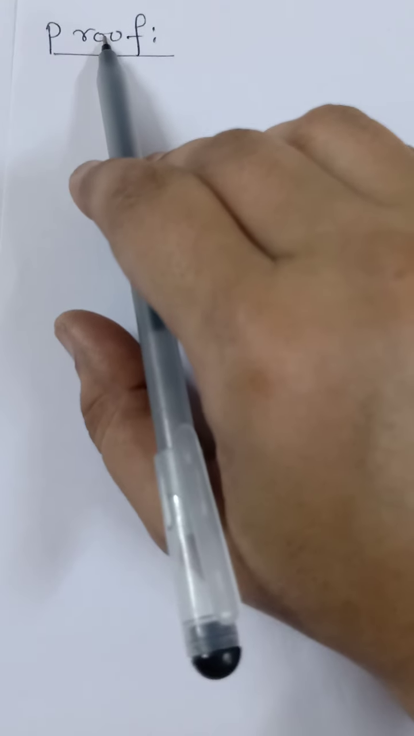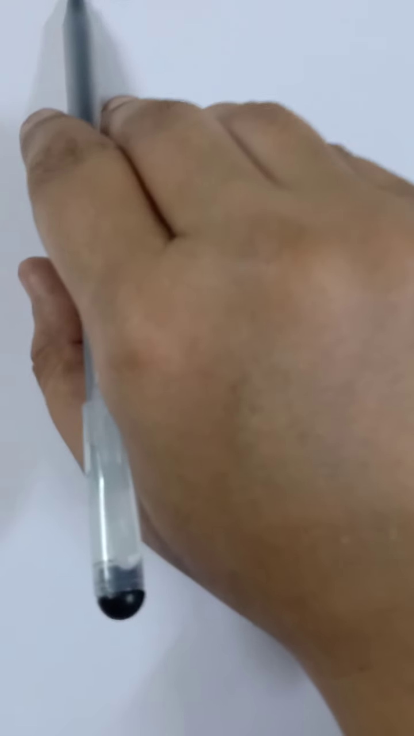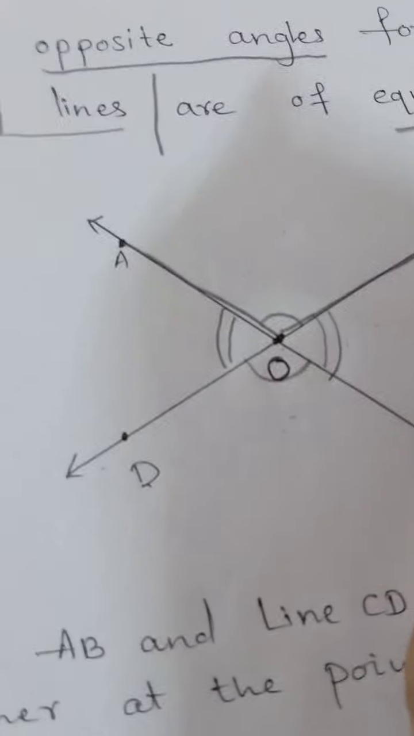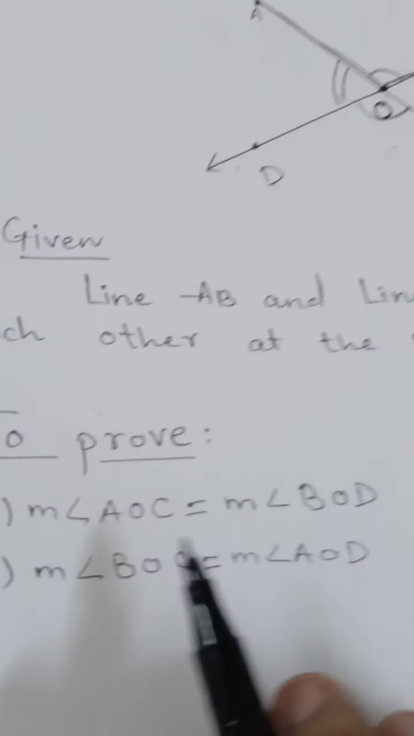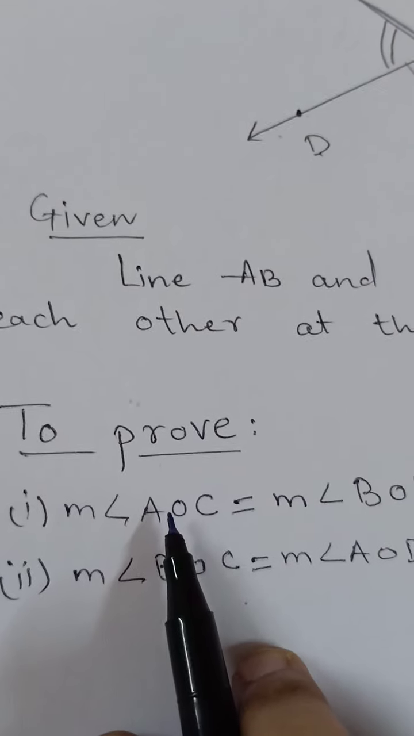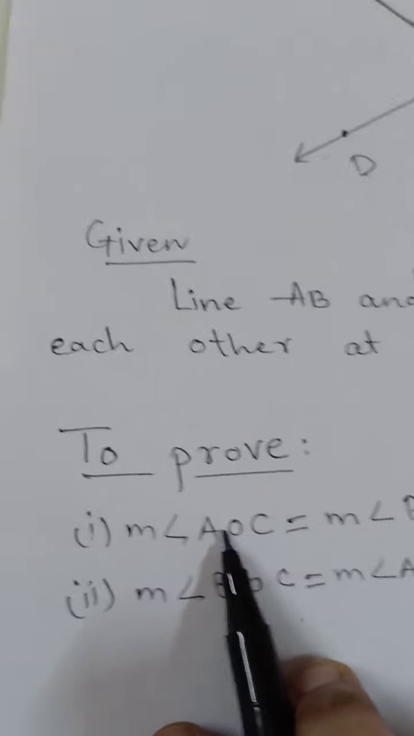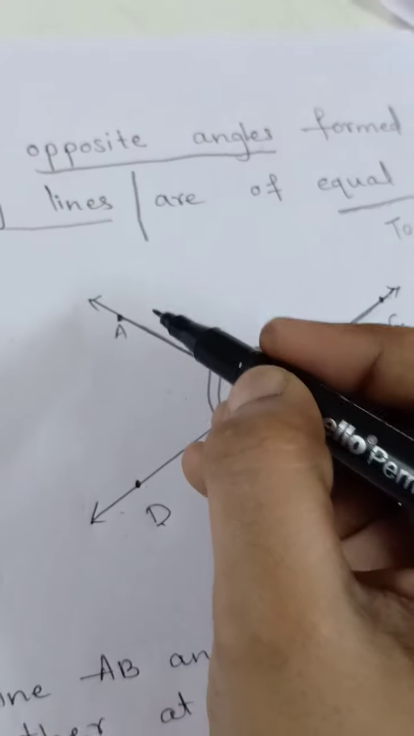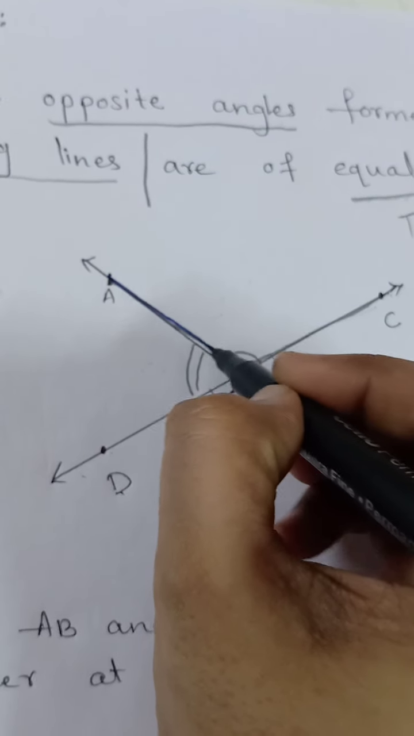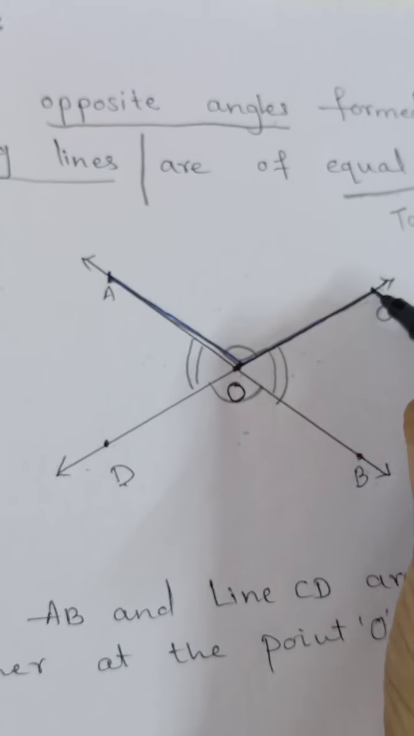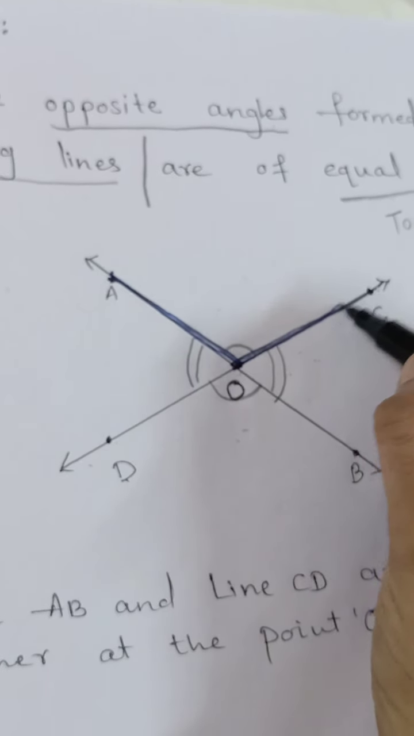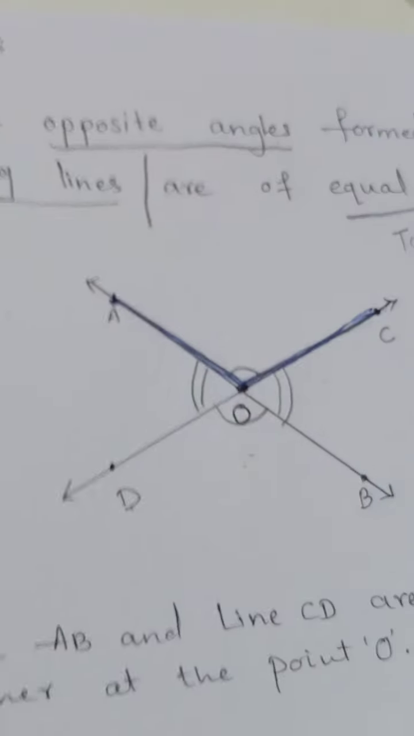Now we'll start our proof. It is very important, so you have to listen carefully. See here what we will do. We will take first our two proofs, this one. Here we want first angle AOC. So we will start our solution with AOC only. So I will take the first angle, angle AOC, this angle.